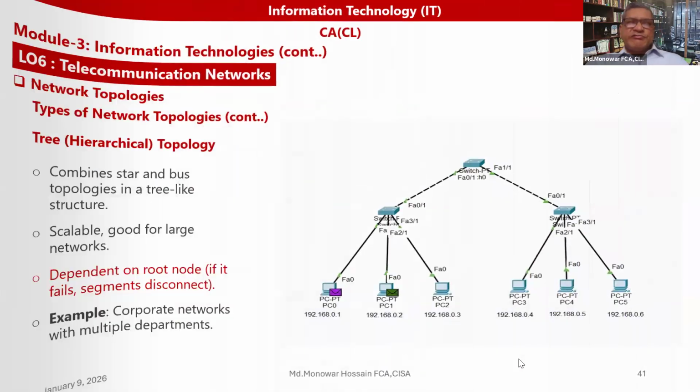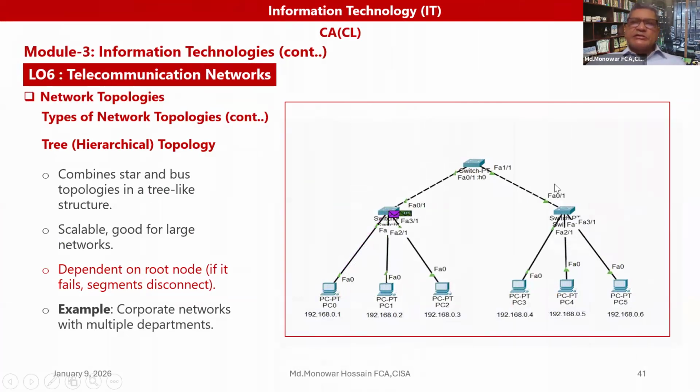Now the tree topology. Tree, look here, like a tree. It is a combined star and bus topology. Star and bus topology combination is tree topology. And it is scalable, good for large networks, but dependent on the root node. If it fails, then it can collapse. So a corporate network with multiple departments uses this type of tree topology within a big organization.